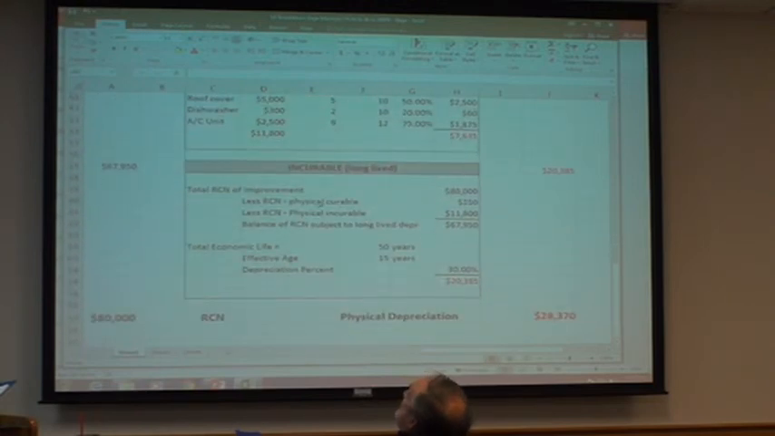We got our total RCN was 80,000. Physical curable was 250. Physical incurable was 11,800. 67,950 subject to long-lived depreciation. 15-year effective age, 50-year life, 30%. So our incurable long-lived is 20,385. And our total physical depreciation then becomes 28,370.